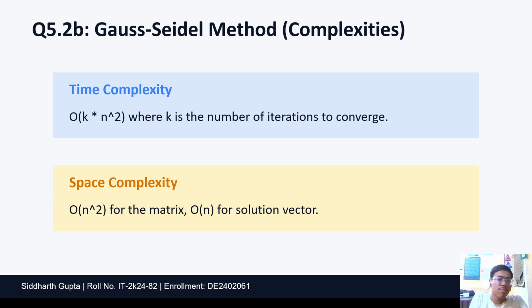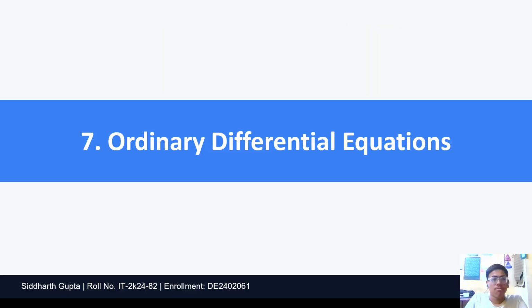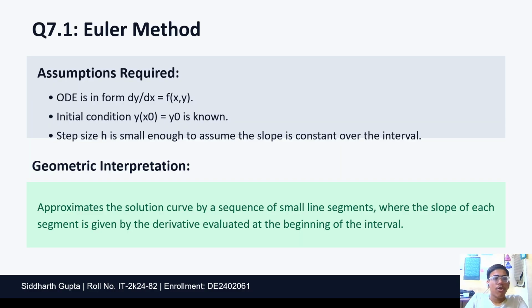Next, the time complexity will be k into n square, where k is the number of iterations, and the space complexity will be big O of n square. Now, moving on to the last question, that is writing the algorithm for ordinary differential equations. For ordinary differential equations, the first is the Euler method.